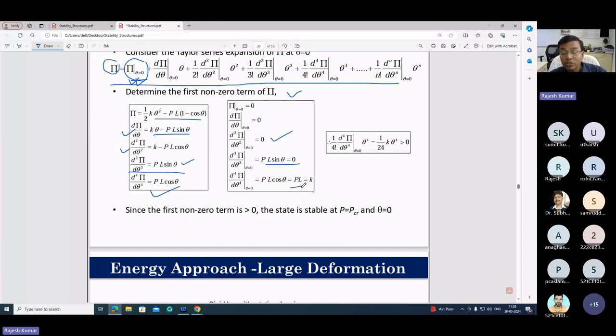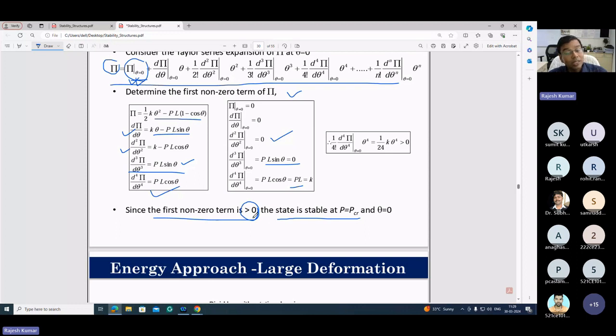So the fourth derivative is equal to P into L, which is known as K, where K is greater than 0. So this means the first non-zero term is greater than 0. It means that the state is stable at P equal to PCR and theta equal to 0. Even though, your system is stable at critical load PCR and theta equal to 0. Okay, because the first non-zero term is coming greater than 0.